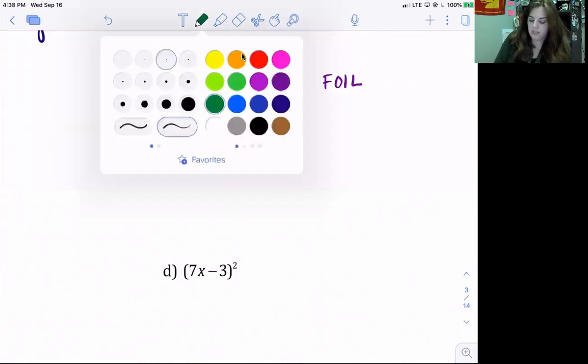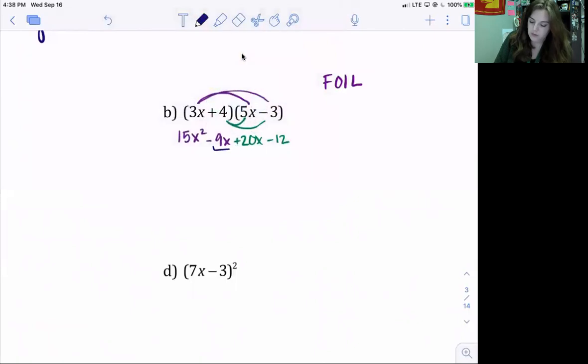We combine like terms. They always usually happen to be our inside two. So we have 15x squared. Negative 9x plus 20x gives us plus 11x. And then minus 12.